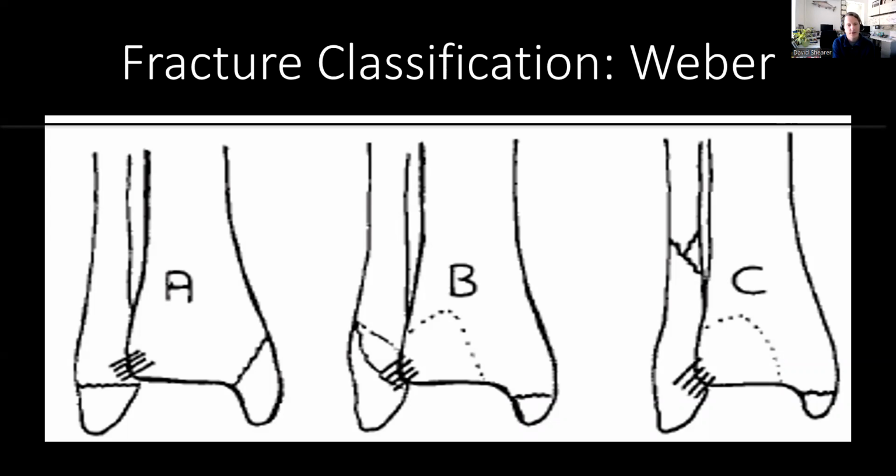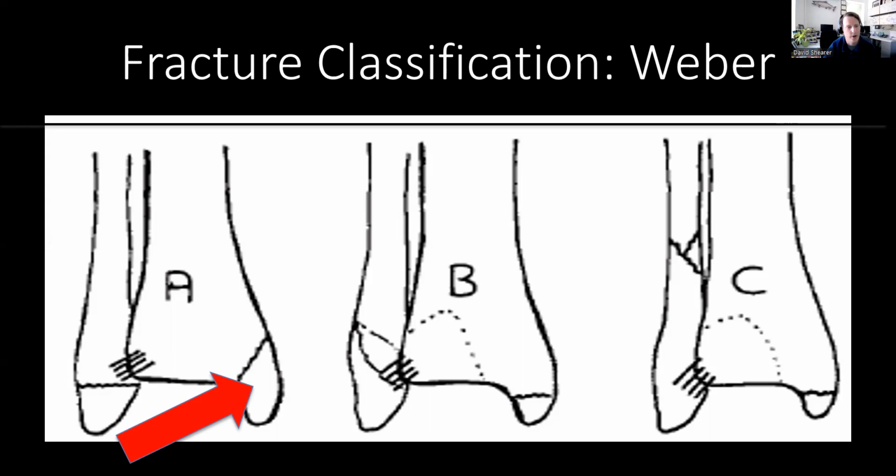Now shifting to classification systems, the simplest system and easiest to remember for early learners is the Weber classification system. In the Weber system, it's just based on the level of the fibular fracture, where Weber A is below the level of the ankle joint, below the syndesmosis. Weber B is at the level of the ankle joint through the syndesmosis, and Weber C is above the syndesmosis.